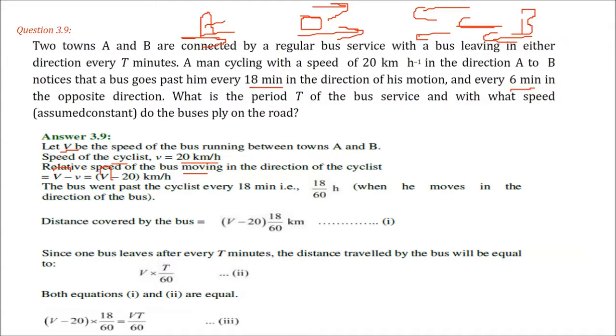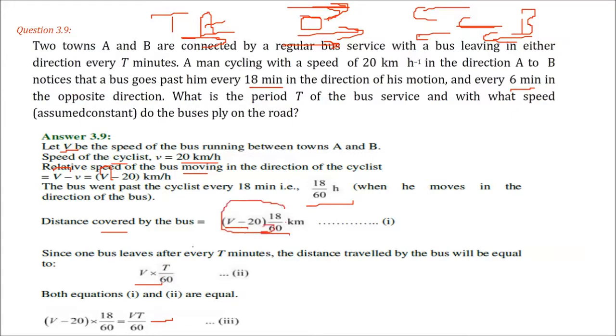And the buses are passing every 18 minutes. So 18 minutes will be 18 by 60 hour. What is the distance traveled? Distance traveled is simply velocity into time. So this will be the first equation. Now since every bus leaves after T minutes, the distance traveled by the bus will be equal to V into T by 60, right? Now both these equations are equal, so let us equate them.